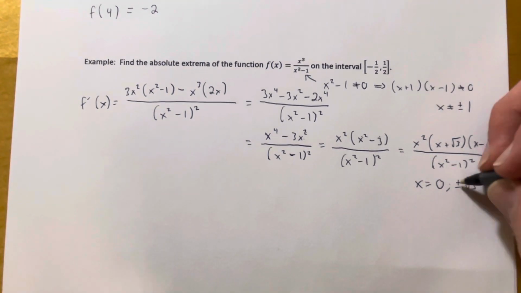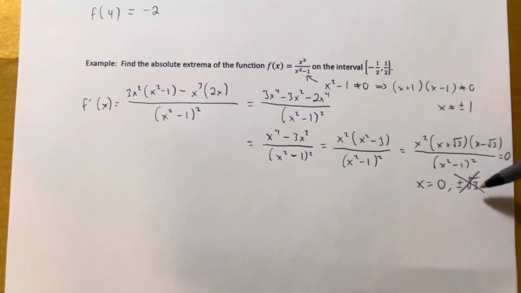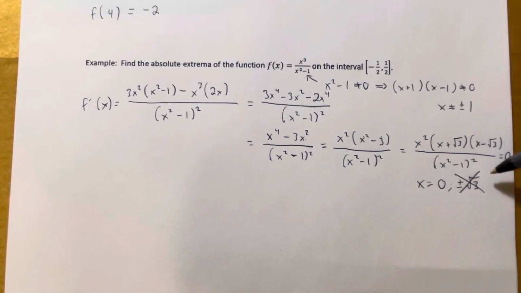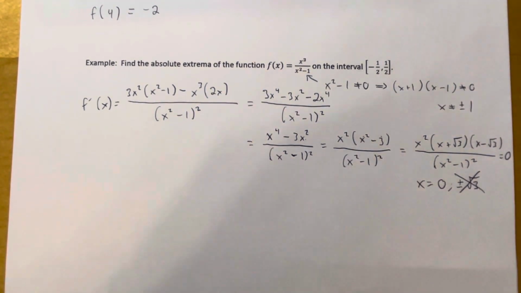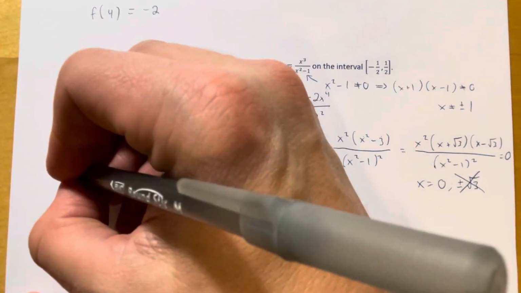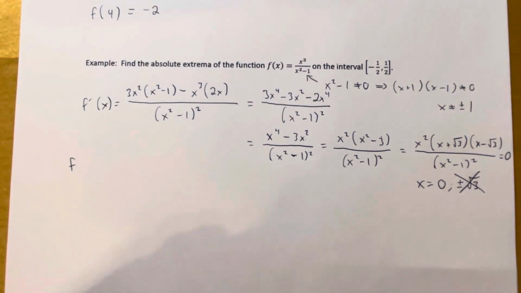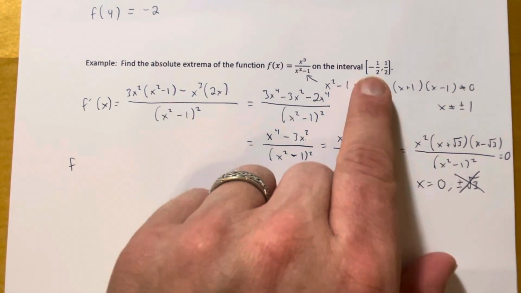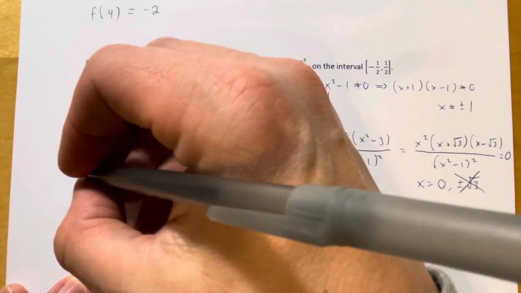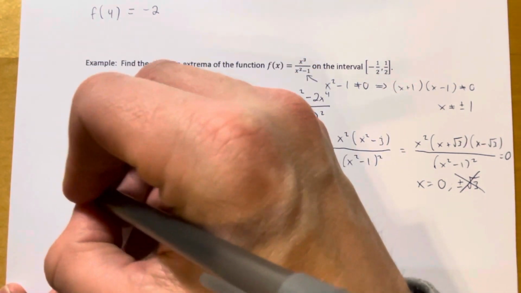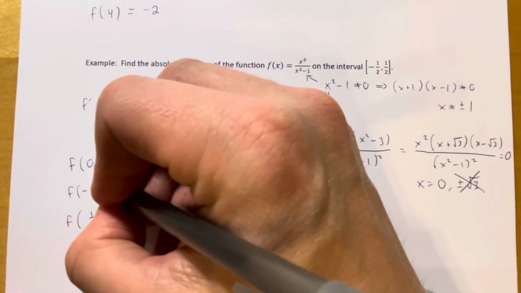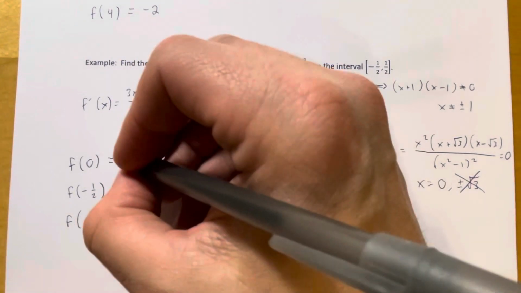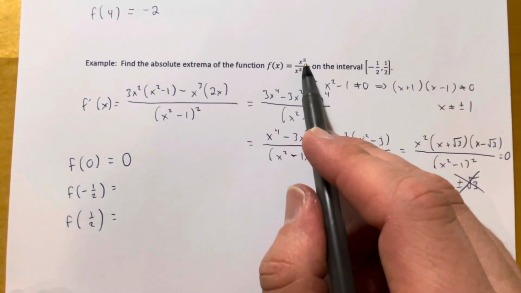However, I can ignore these because those numbers, even though they are critical values of the function, they don't live in the interval that we care about. We only want to use critical values that actually live in this interval. So I have a smaller list of numbers to check. I plug the critical value as well as the two endpoints of my interval into the original function to see what comes out of that. When I plug in a 0, I just get 0. I can see where that would happen. I have 0 in my numerator there.